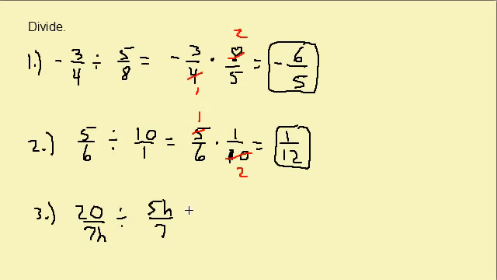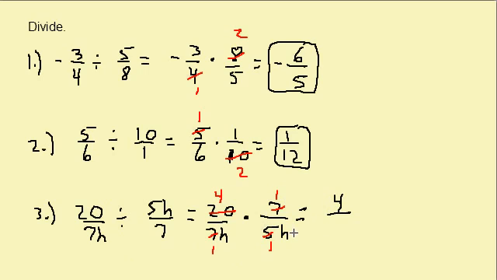Now let's look at number 3. We have 20 over 7h, change division to multiplication, times the reciprocal of 5h over 7, which would be 7 over 5h. Now, let's cancel. 7 goes into 7 one time, 7 goes into 7 one time, 5 goes into 5 once, 5 goes into 20 4 times. So now we multiply. We have 4 times 1 is 4 over h times h is h squared. And there's our final answer. And that's all of multiplying and dividing fractions.